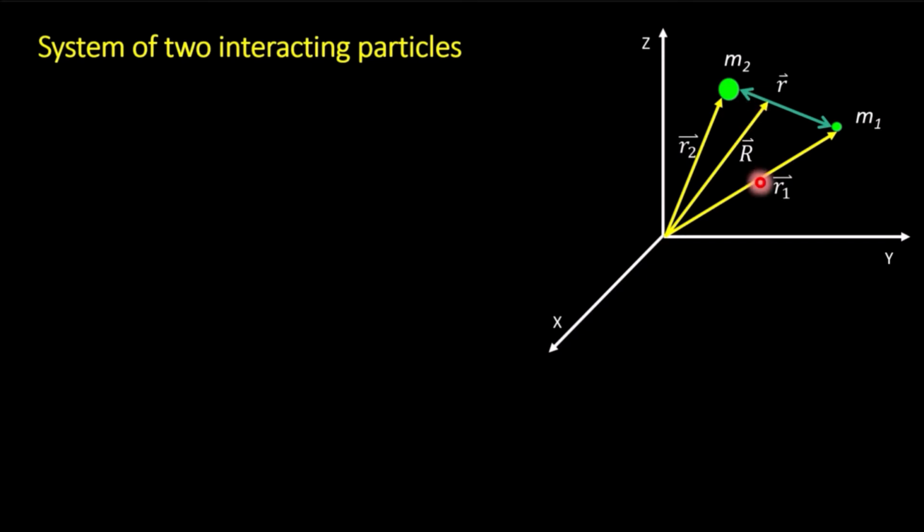The radius vector of this center of mass is given by the expression capital R is equal to m1 r1 plus m2 r2 divided by m1 plus m2, and the relative position vector is given by the vector r equal to r1 minus r2, where r1 and r2 are the position vectors of the masses m1 and m2 respectively.